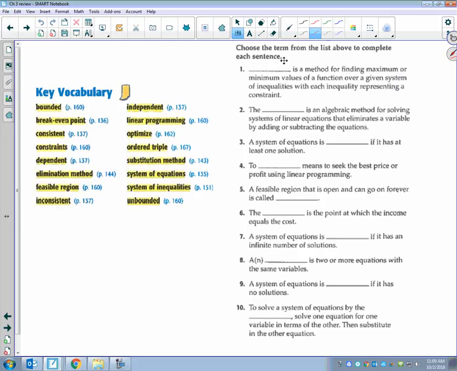All right, number one is a method for finding max or minimum values of a function over a given constraint. That's linear programming, right? So this one is linear programming. Number two, what is an algebraic method for solving systems that eliminates? Well, that would be the elimination method. I'm abbreviating here a bit.